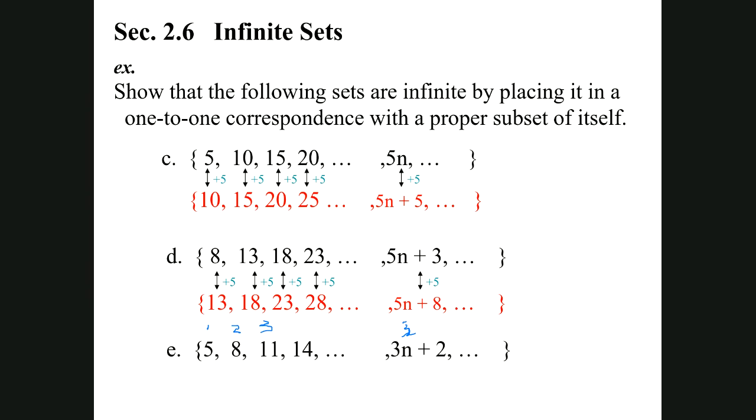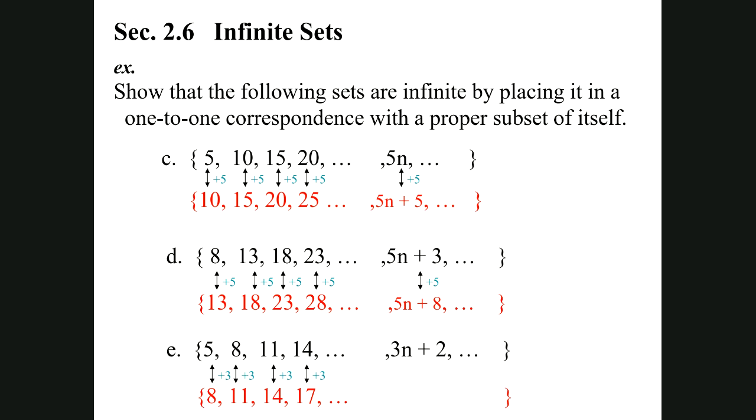Okay, now to show that this is an infinite set, we place this in a one-to-one correspondence with a proper subset of itself. Okay, so a proper subset, we get rid of that first term. We start on 8. Right, so this way there's fewer elements in this set right here. We took out the 5. And to show that we can create a one-to-one correspondence, when we go from 5 to 8, we add 3. To go from 8 to 11, add 3. 11 to 14, add 3. 14 to 17, add 3.